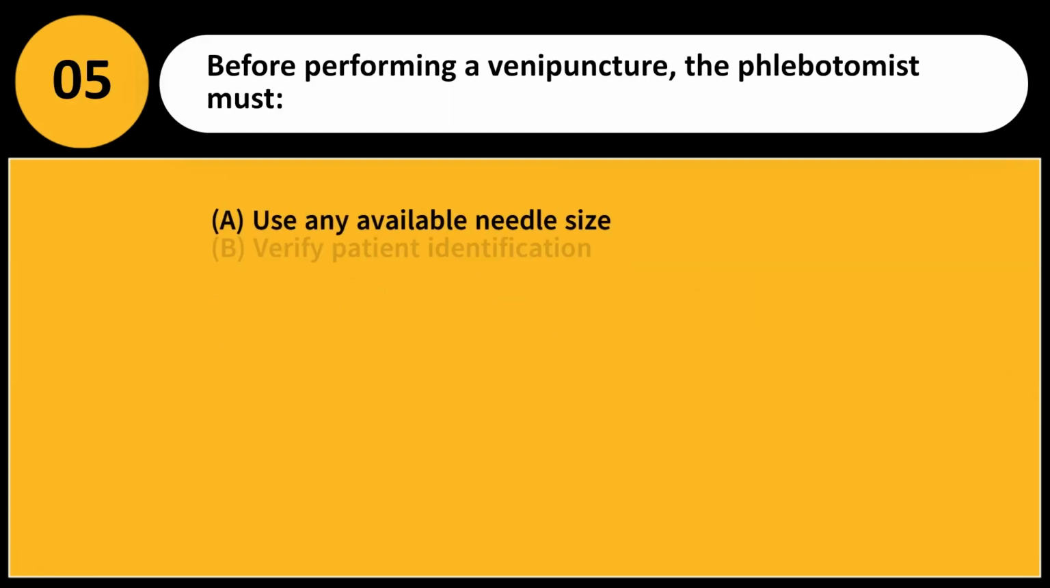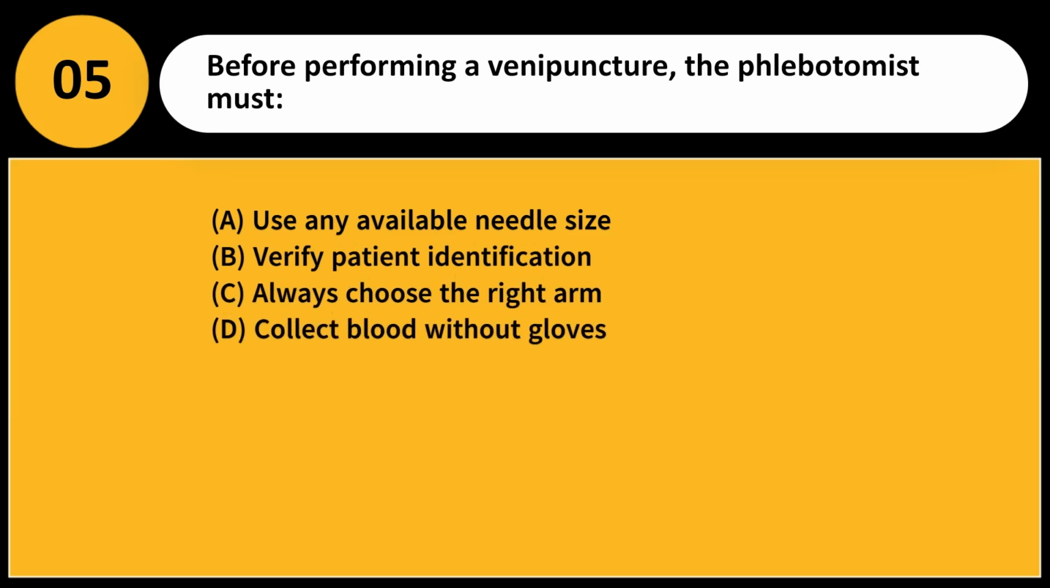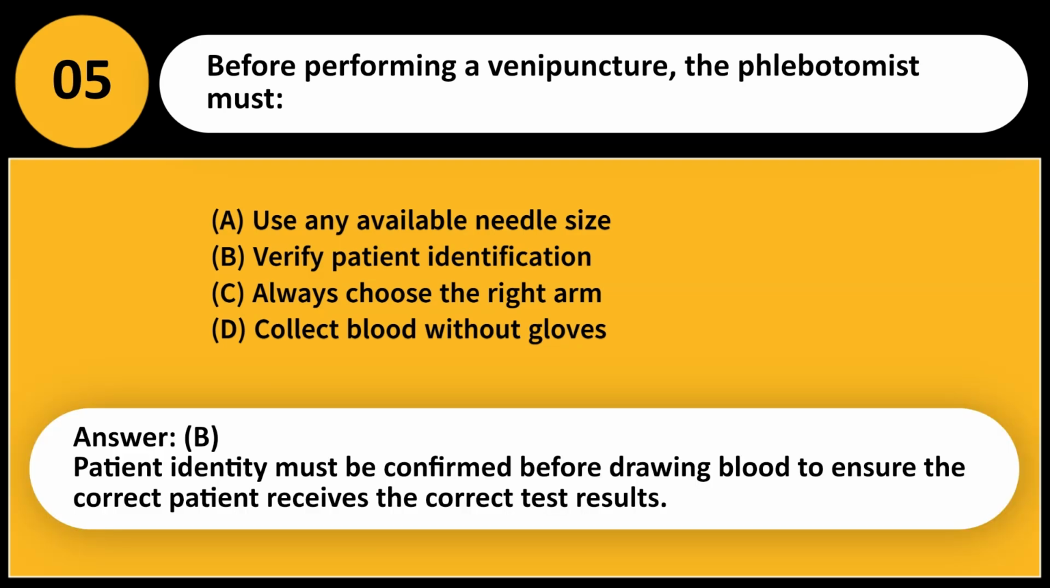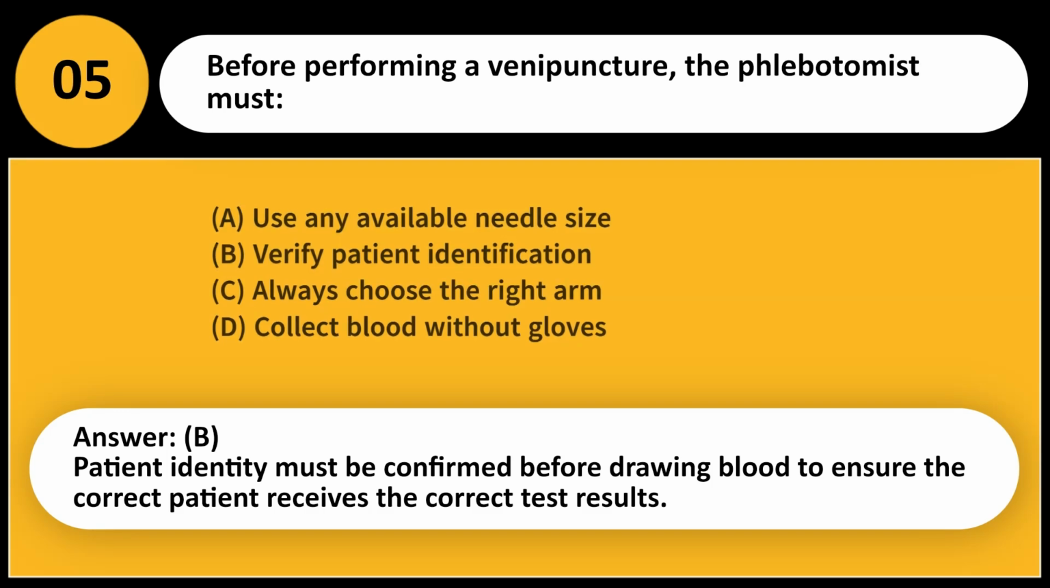Before performing a venipuncture, the phlebotomist must: A. Use any available needle size. B. Verify patient identification. C. Always choose the right arm. D. Collect blood without gloves. Answer, B. Patient identity must be confirmed before drawing blood to ensure the correct patient receives the correct test results.